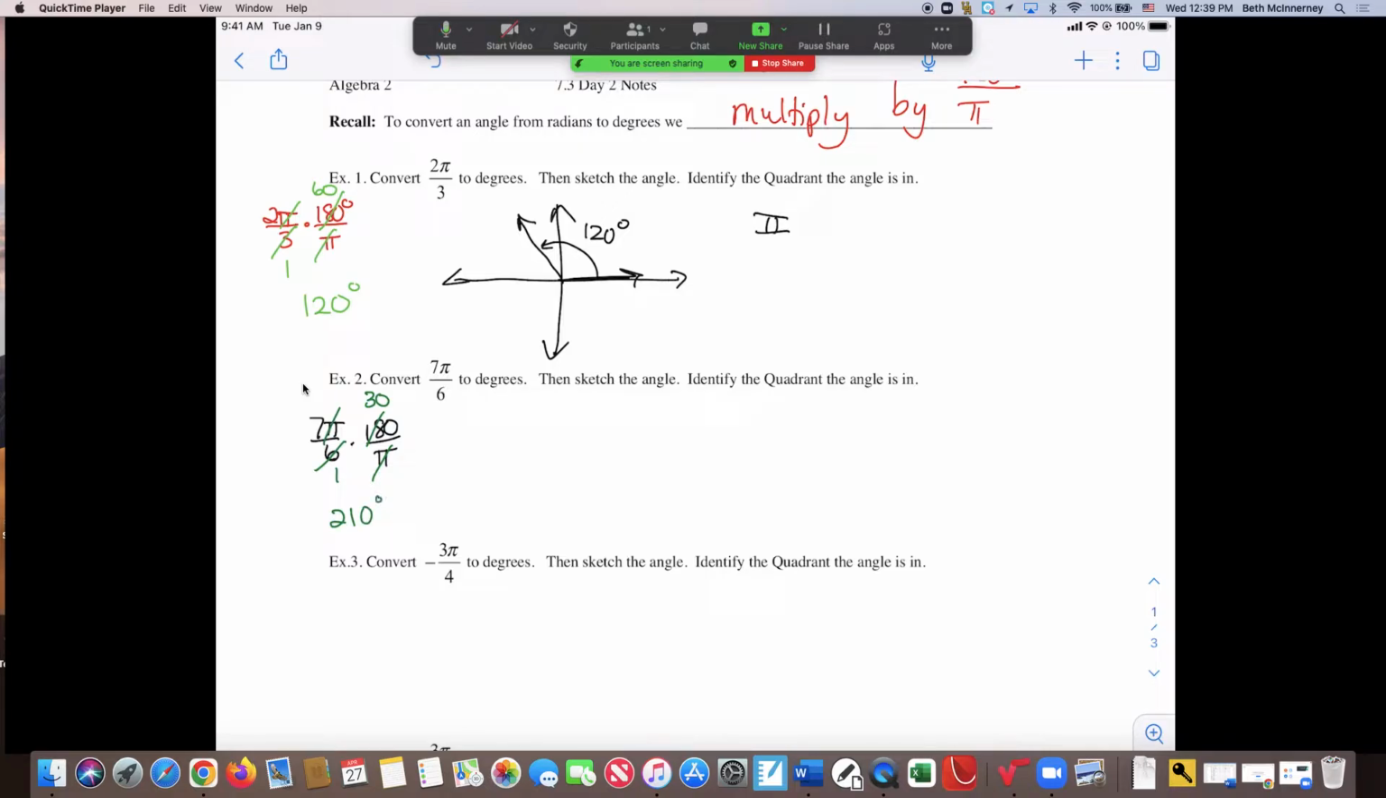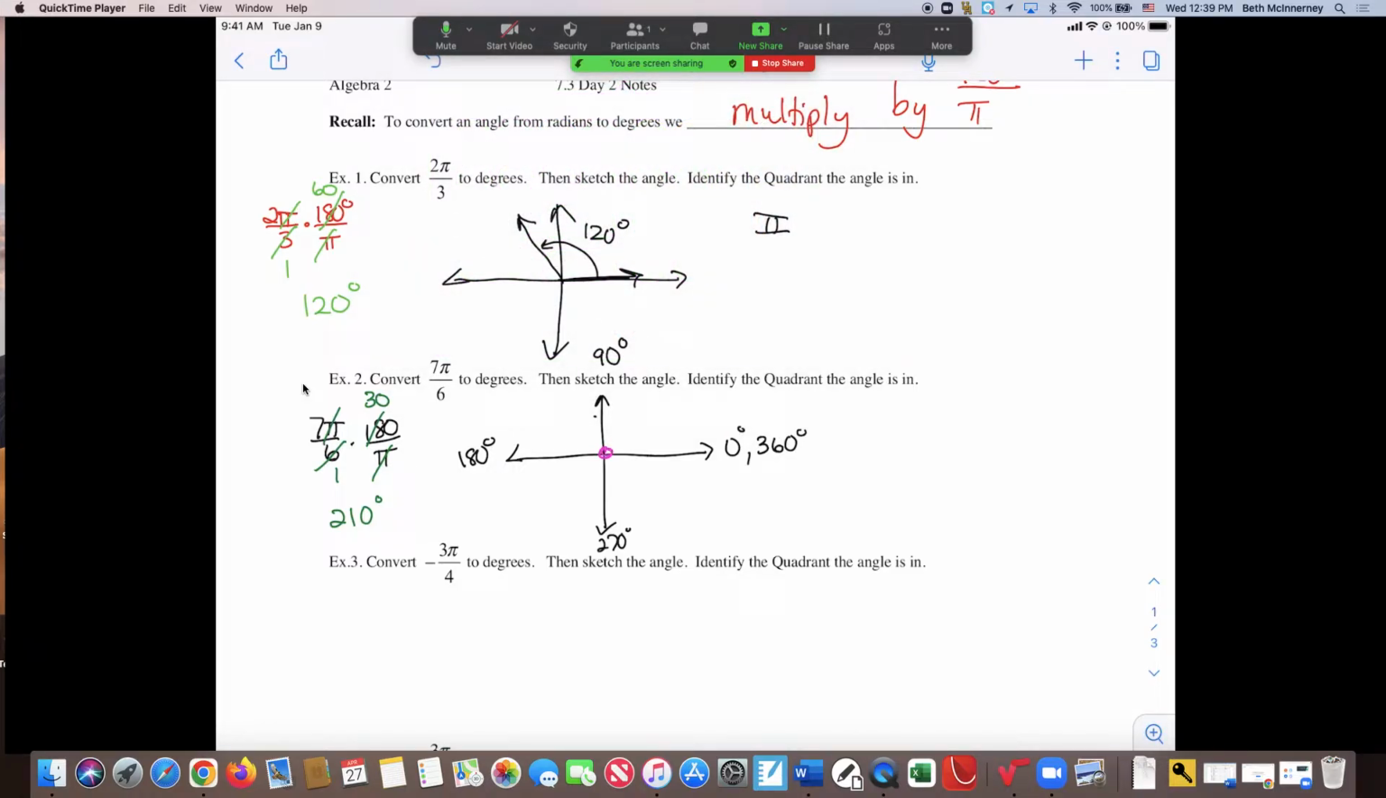So in example 2, show me thumbs up. Did you get 210 degrees? All right, can I see some more thumbs? There we go. Good. All right, so what quadrant is 210 degrees? In the third. So let's go around the quadrants for a moment. Go 0 degrees, 90, 180, 270, and a full time around is 360.